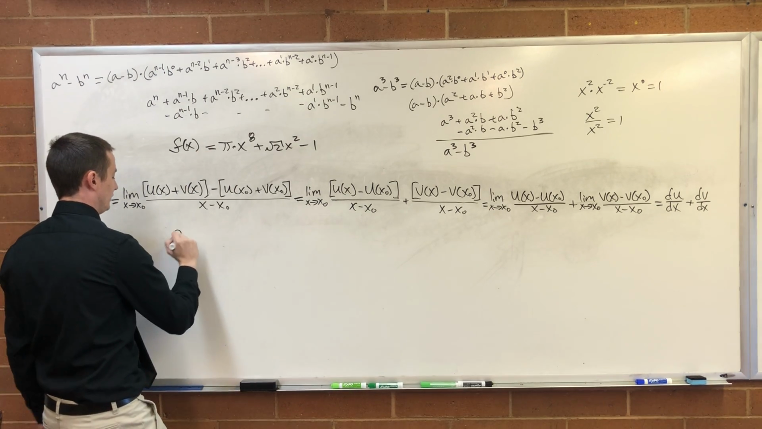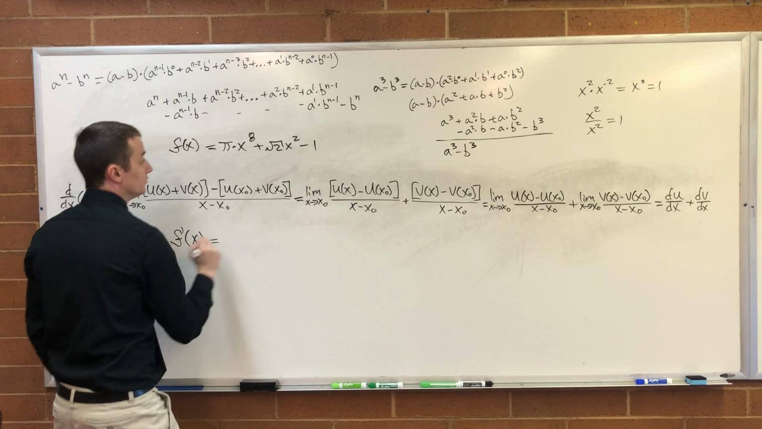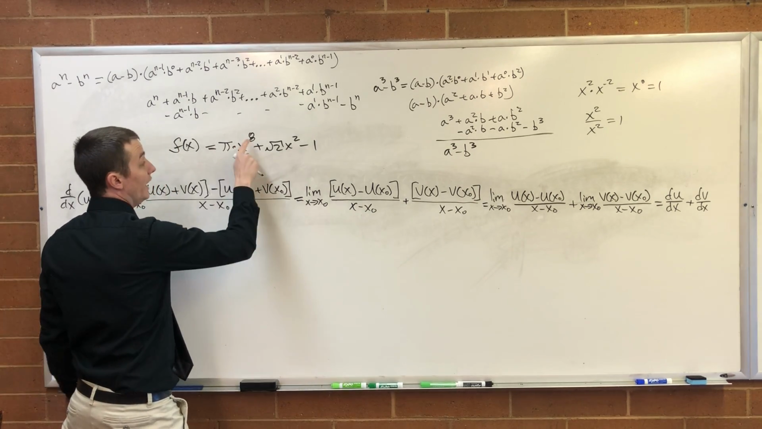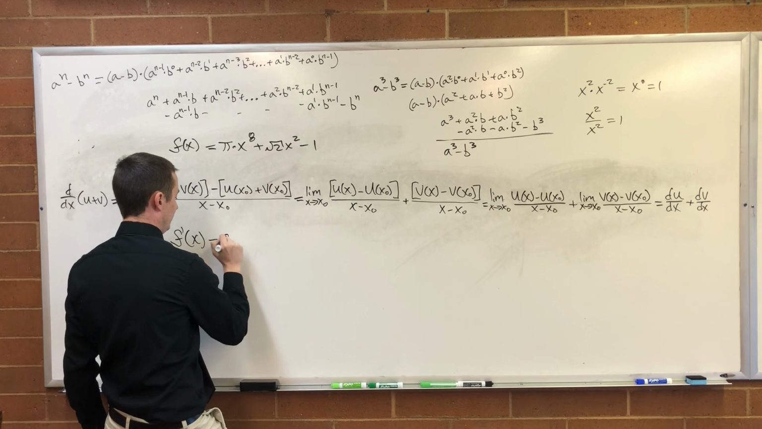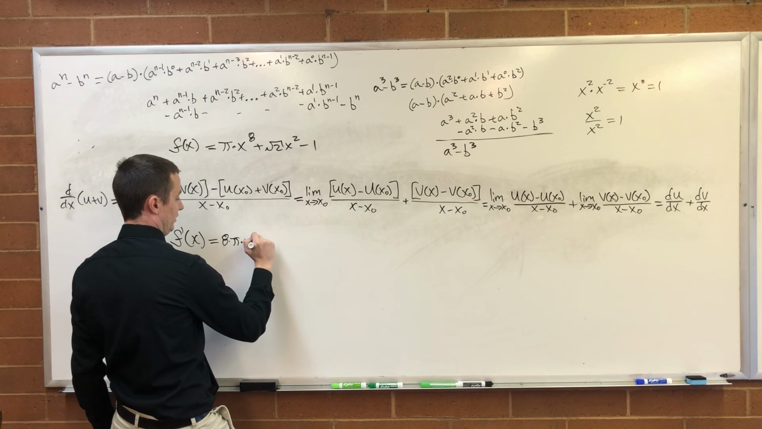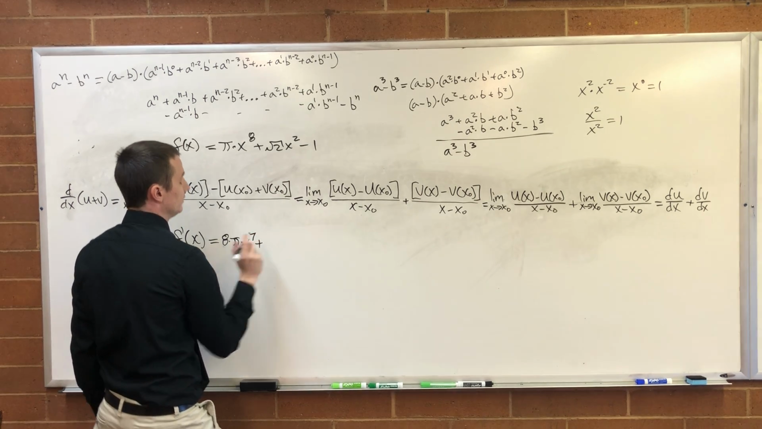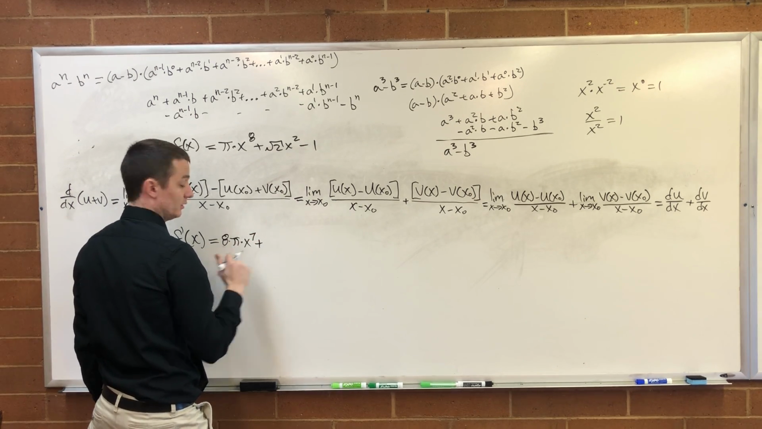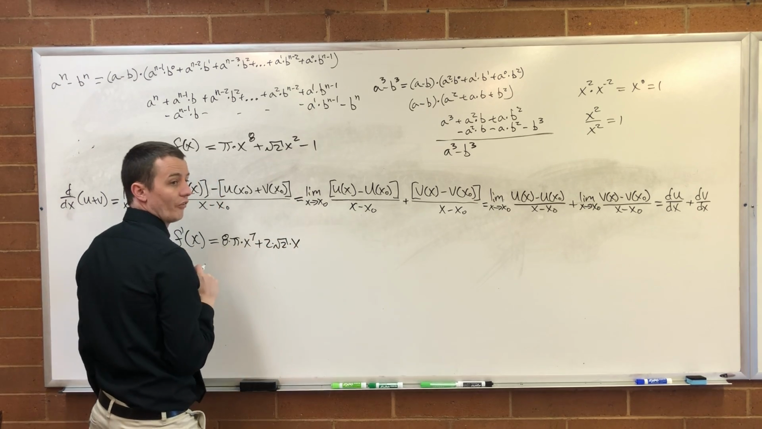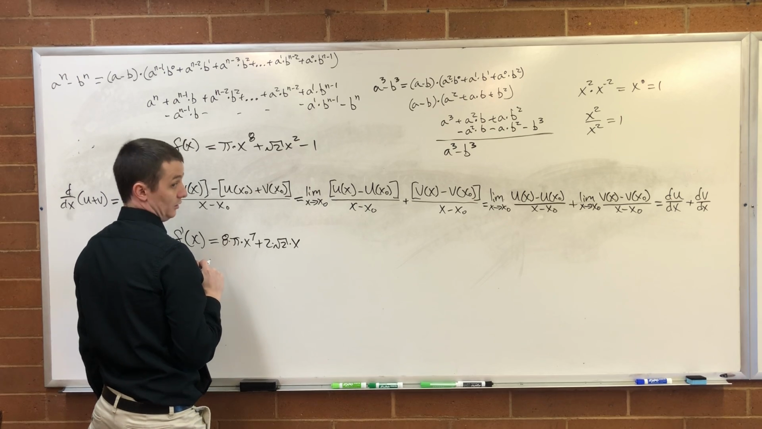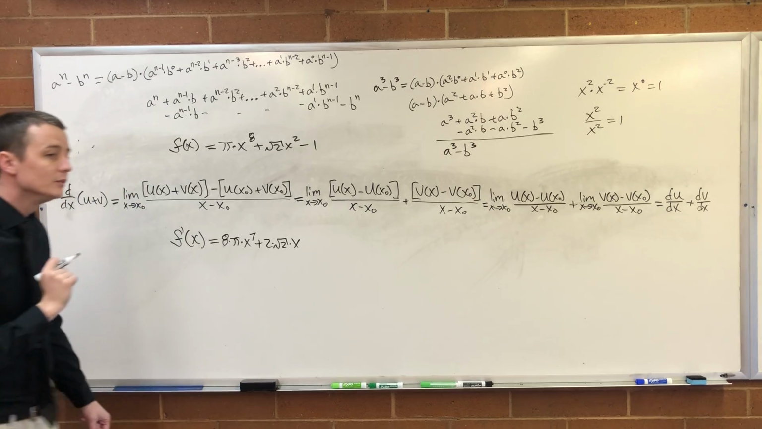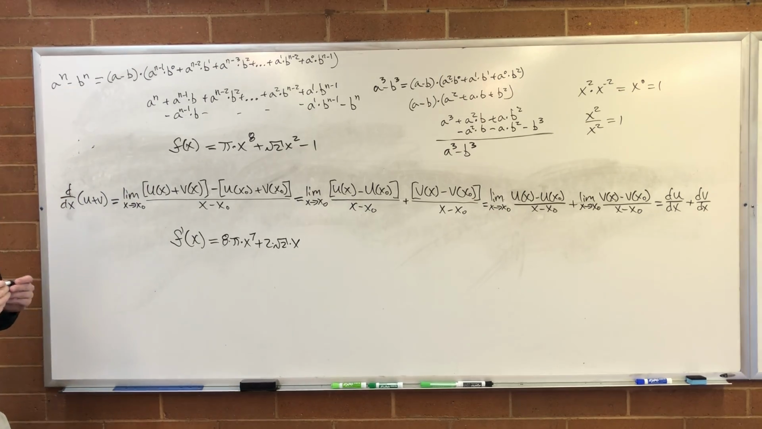So what's f prime of x then? It would just be pi times 8 times x to the 7, so we have 8 pi times x to the 7, right? Plus square root of 2 times 2x, so 2 root 2 times x. Minus 1. Now remember, the derivative of a constant is 0. Okay. Good?